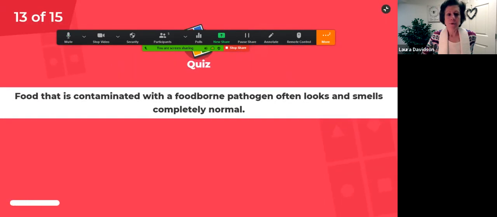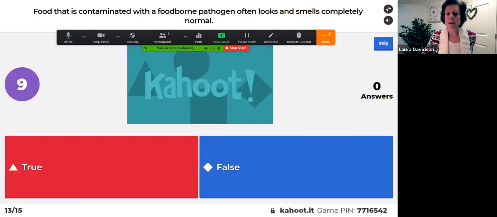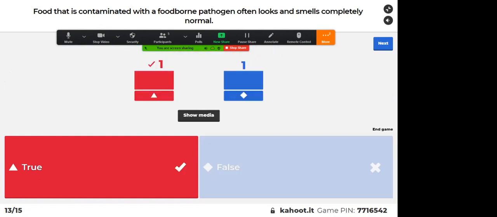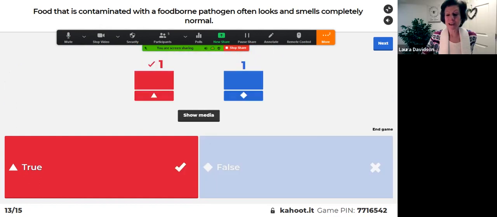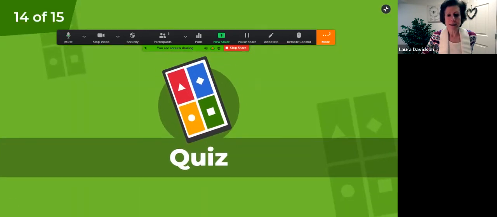Okay. Food that is contaminated with a foodborne pathogen often looks and smells completely normal. True or false? Okay. It can smell normal and make you really sick. So we can't use the sniff test and think that is going to guard us from food poisoning.